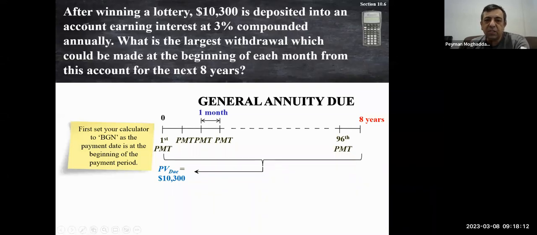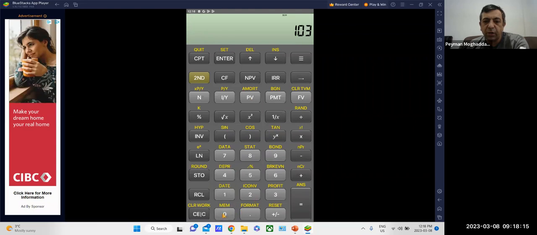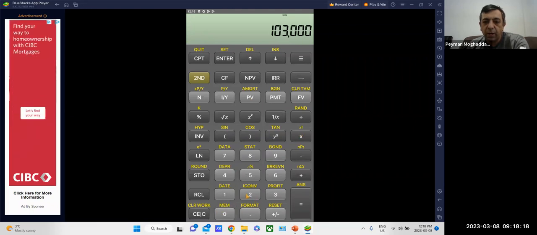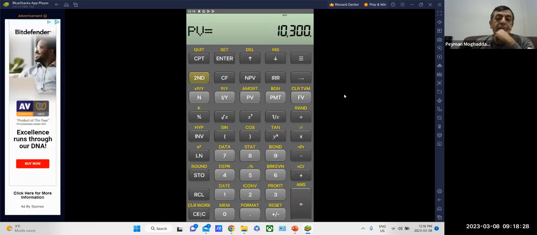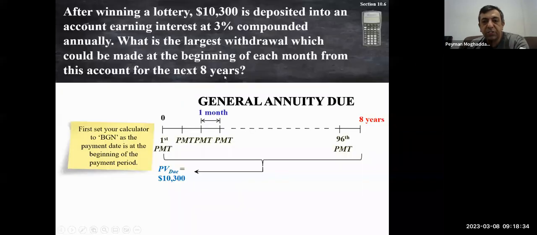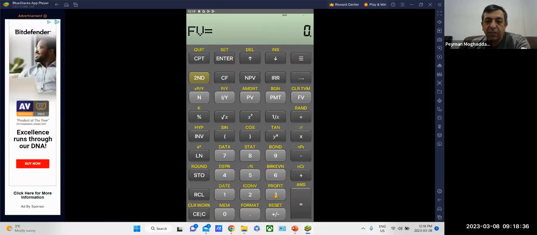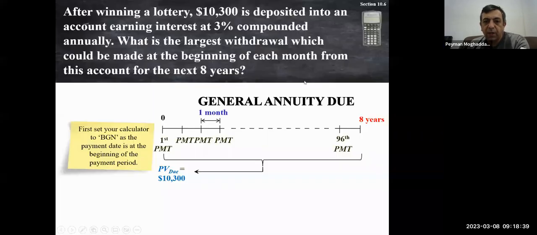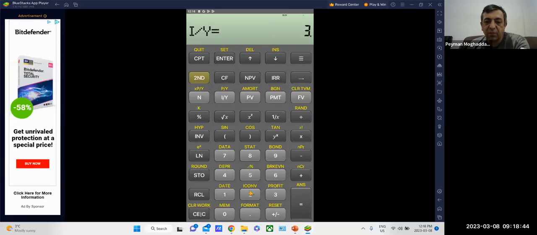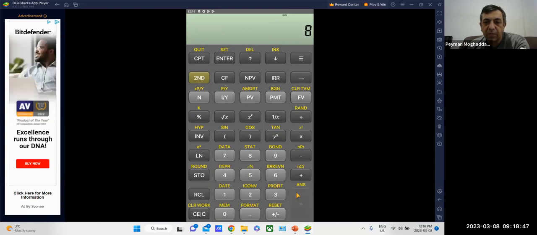So 10,300 deposited, so 10,300 is going to be your present value, right? And your future value is going to be 0. What's your interest rate? Your interest rate is 3% compounded annually, so 3% is your interest rate. What's your total number of payments? It's 8 years multiplied by 12, which is 96. So that's your total number of payments.